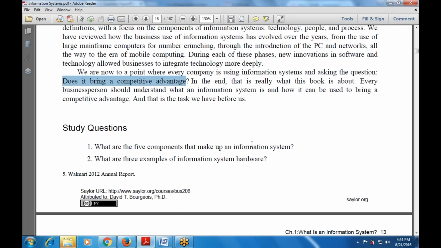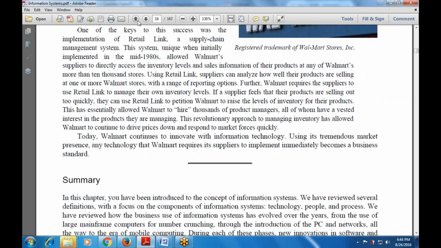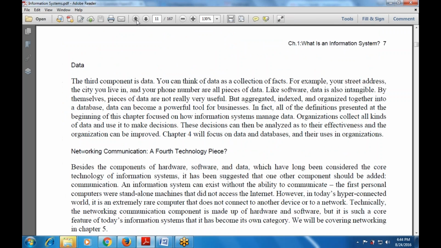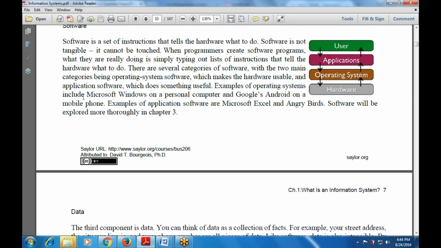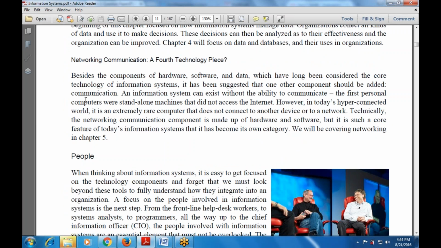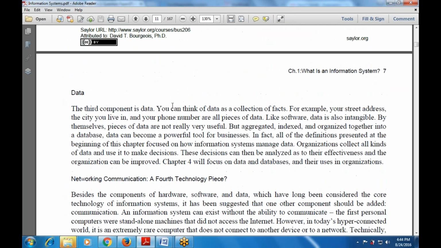Now, this is over. What are the various questions? So first question is, what are the 5 components that make an information system that we have discussed in today's class? What are the various 5 components? These are the 5 components. One is the technology, then there is the hardware, software, data, and the people. So first is the technology, then people, hardware, software, and the data.